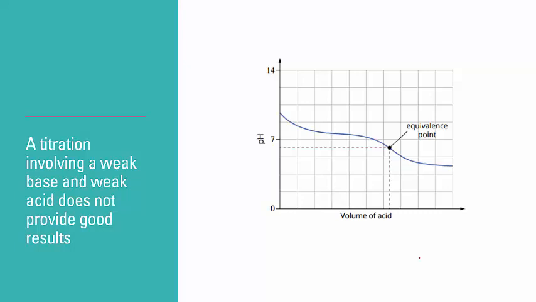And you can see in this graph why it doesn't work. The problem is we just simply don't get a steep part to the curve. And so, like this bit over here is just not steep at all. So it makes it very difficult to determine the equivalence point accurately.